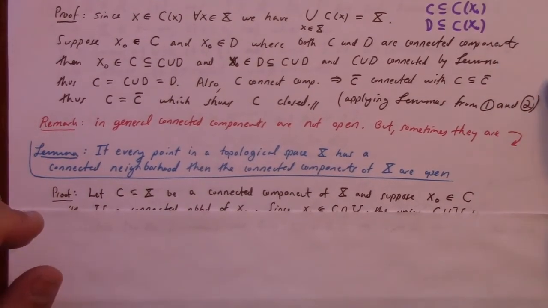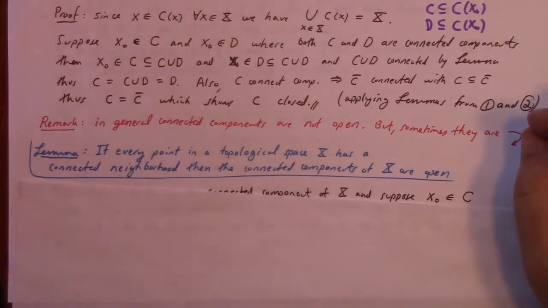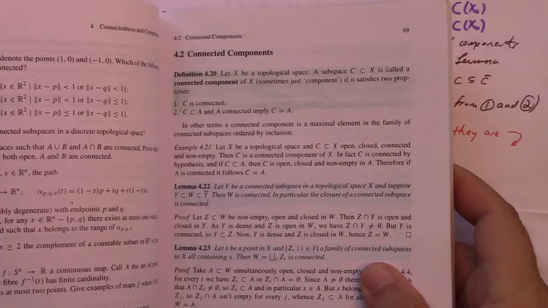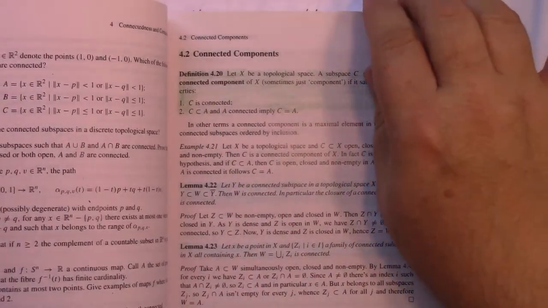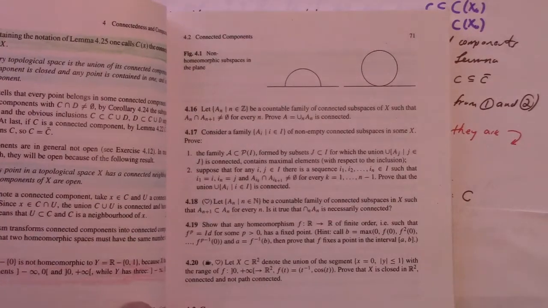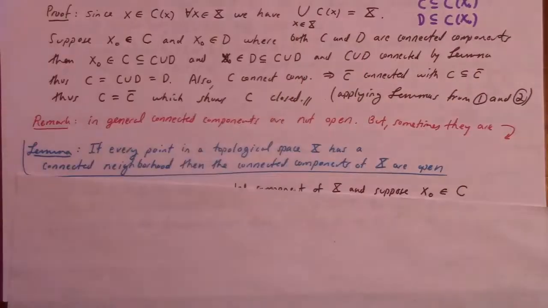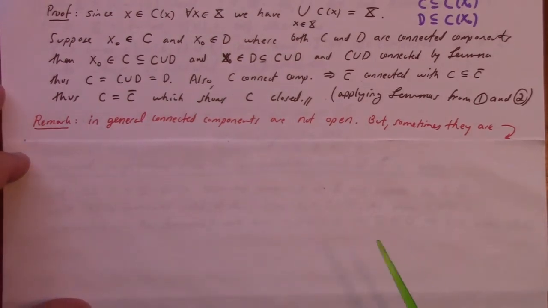I'm mostly just following Minetti here, not surprisingly, as I usually do. Just to let you know, any errors here, I'm sure, are mine, not his. But this is section 4.2, connected components, and I'm just kind of working my way through here. Basically we're on page 70, if you're keeping score. All right, so in general, the connected components are not open, but sometimes they are.